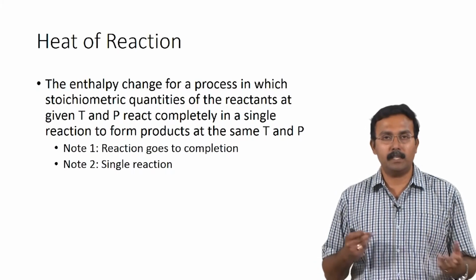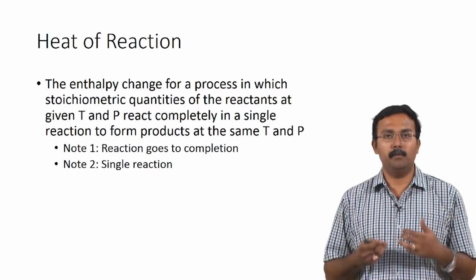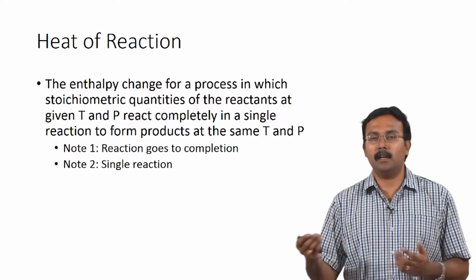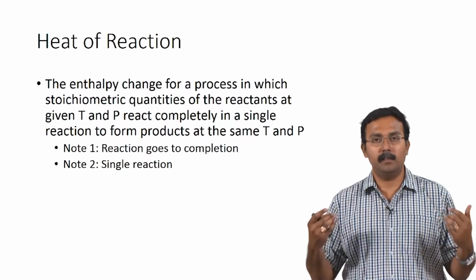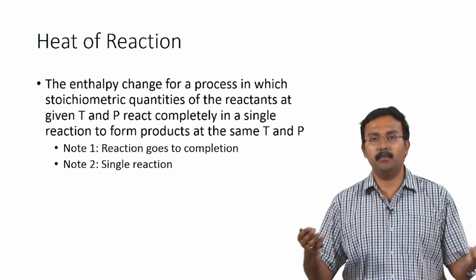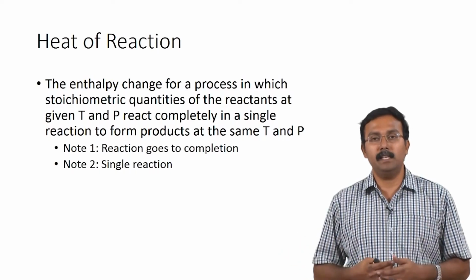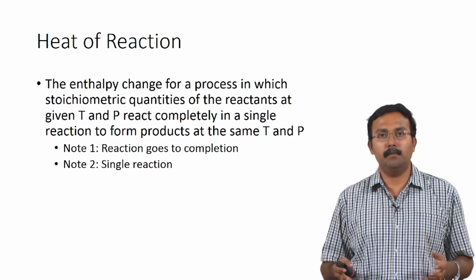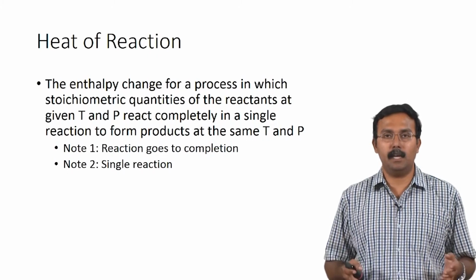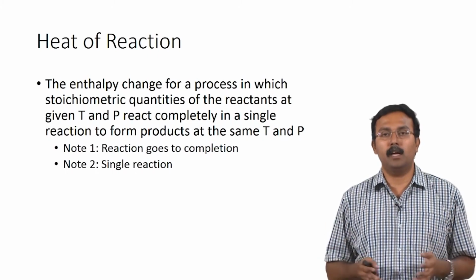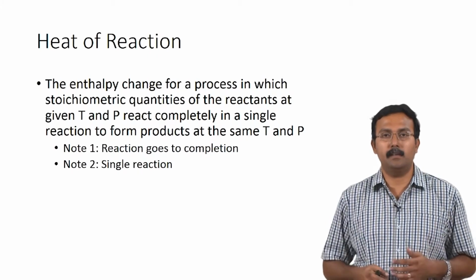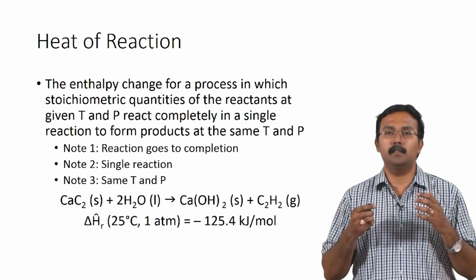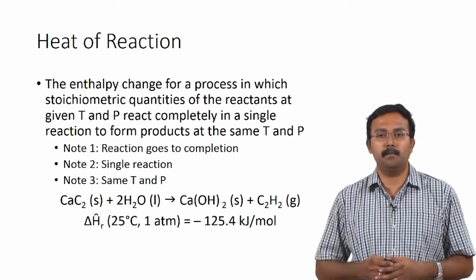If there are multiple reactions that can happen, it is quite possible. We looked at many cases where we have multiple reactions, right. So, you could either have reactions in parallel or in series, or there could be completely different reactions happening because of the different components present. So, if you are measuring this heat of reaction in an experimental setup, it needs to be a single reaction that is happening. No side reactions should be happening along with the reaction of interest. The third aspect which we need to look at is it should happen at the same temperature and pressure.